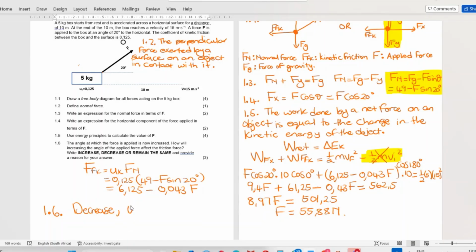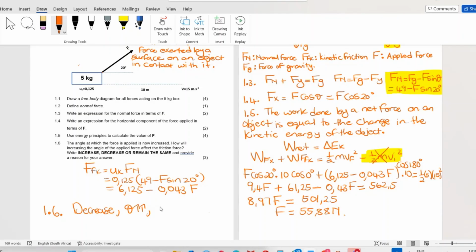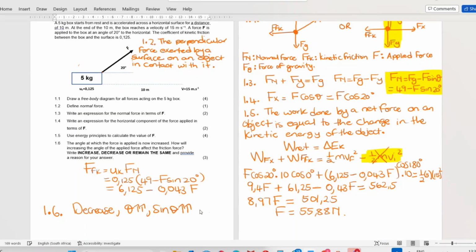So in other words, if theta increases, then cosine theta should decrease. Cosine theta decreases because you've increased the angle. Then your Fy as well. Your Fy, your lifting force, which is calculated using sine, should increase. Okay. So maybe let's not even think about cosine theta, but let's think about sine theta rather. So sine theta would also increase. If sine theta increases, then the lifting force Fy should also increase.